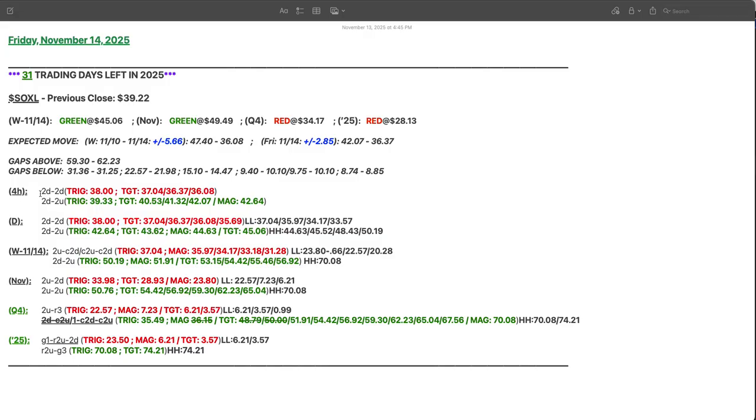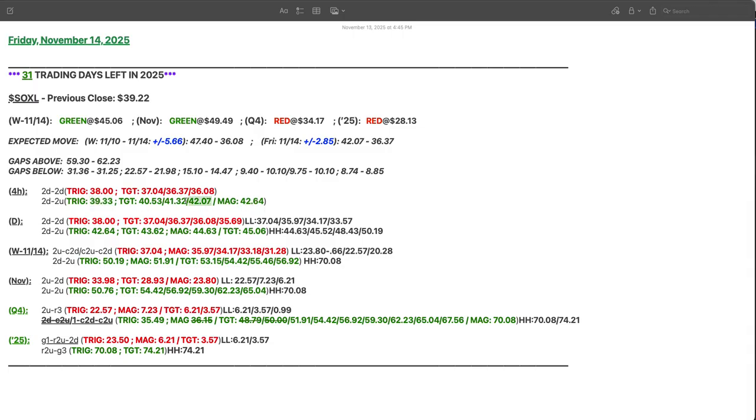But when we start looking at things like the 4-hour chart, if we're going to go to the downside, that's again a 2 down continuation, triggers at 38 flat, and we've got targets of 37.04, 36.37, and 36.08. All right. Now to the upside, that would give us a 2 down, 2 up reversal, triggering at 39.33. The magnitude is 42.64, and in the face of a 1 hour, 4 hour, and 1 day downtrend, it could be hard to get there, right?